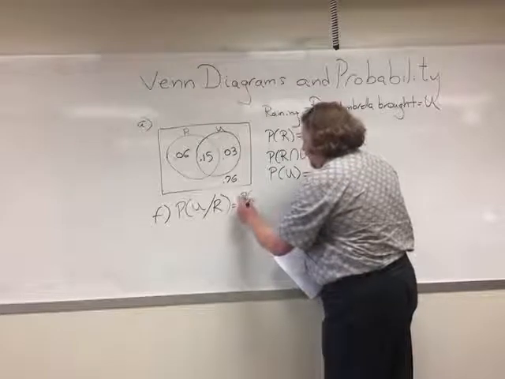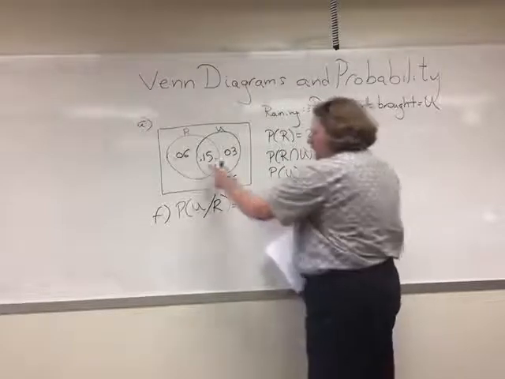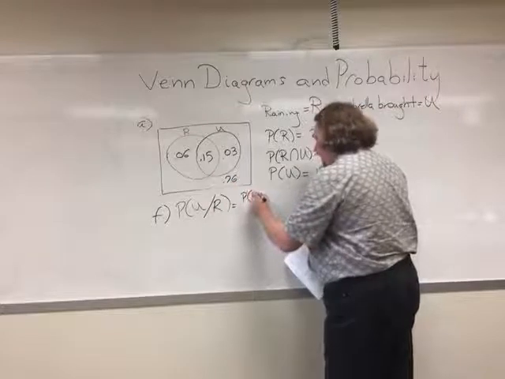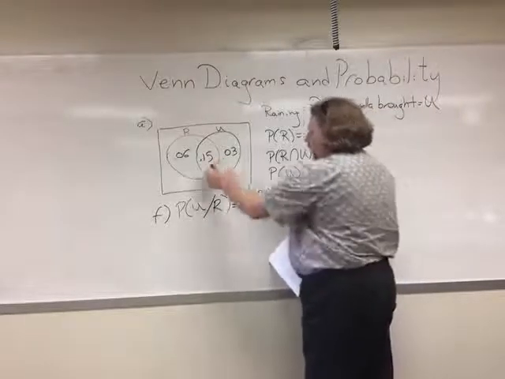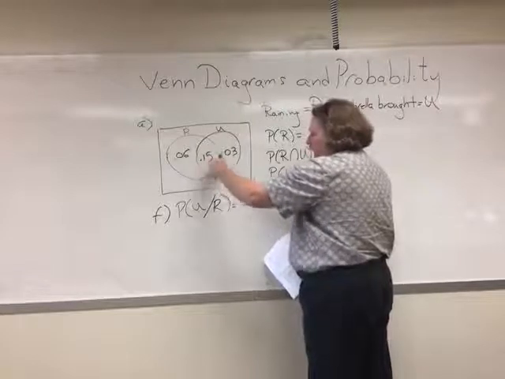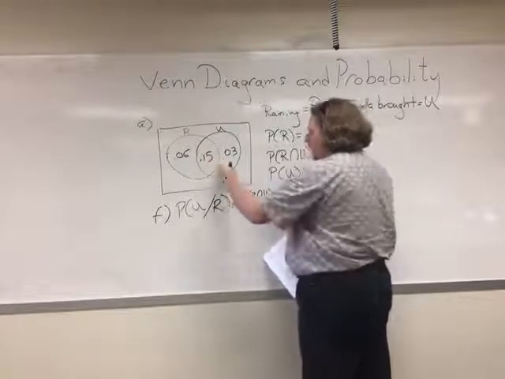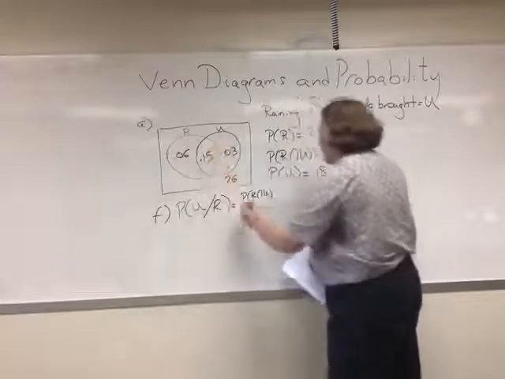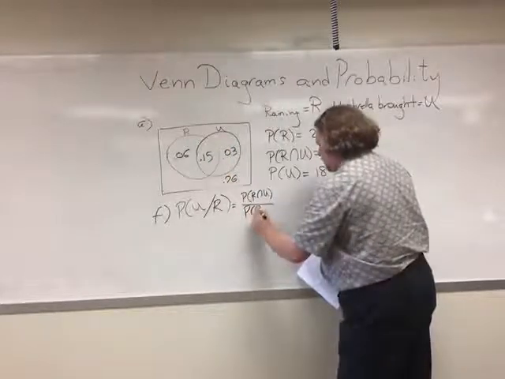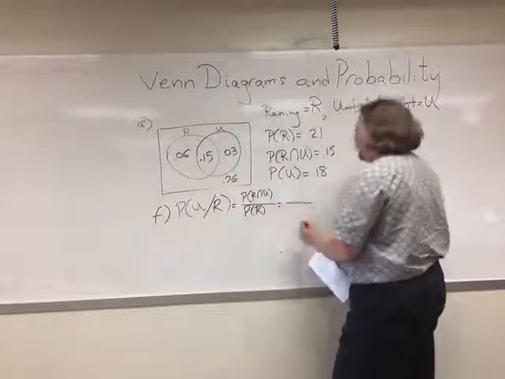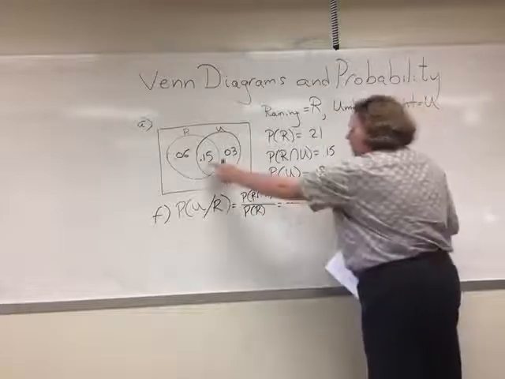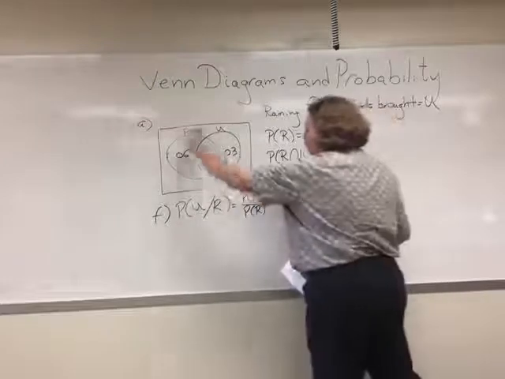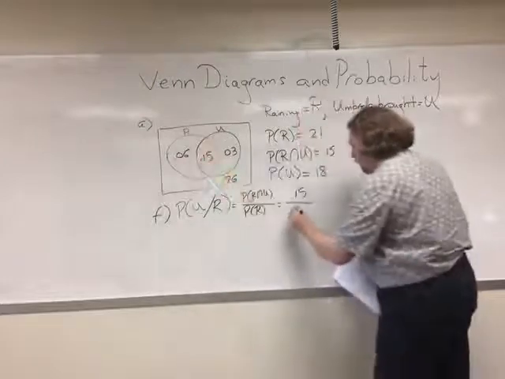That is the probability that both happened. It's raining and I brought my umbrella, divided by, that's this overlap right here, raining and brought my umbrella, divided by the chance that it's raining. So that's raining and brought my umbrella is 0.15. Out of this circle, the rainy days is 0.18.